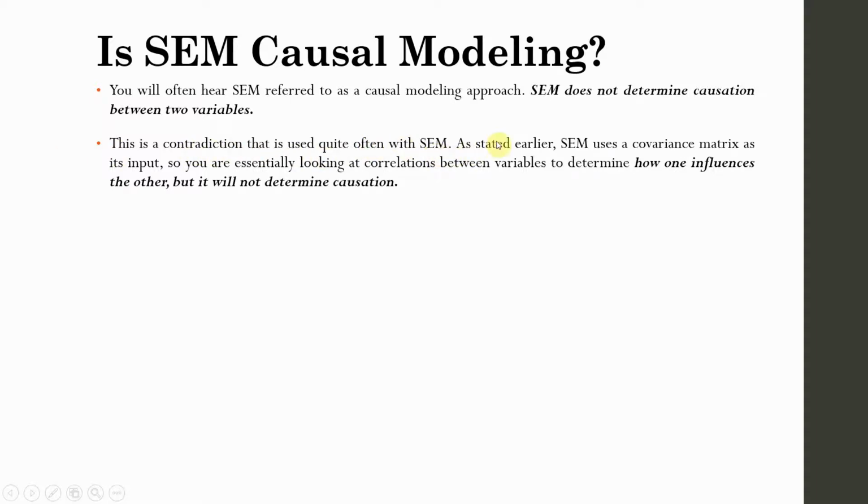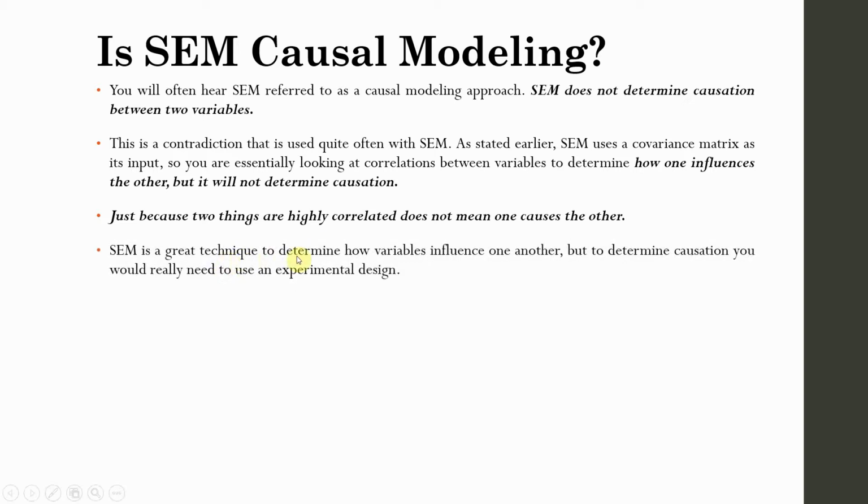Now, as stated earlier, SEM uses the covariance matrix as its input. So you are essentially looking at the relationship between variables to determine how one influences the other, but this will not determine causation. Just because two things are highly correlated does not mean that one causes another. SEM is a great technique to determine how variables influence one another based on the covariance matrix.